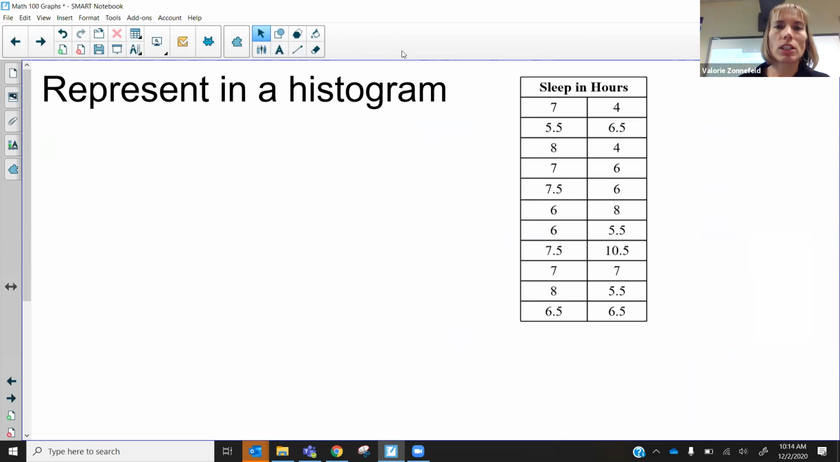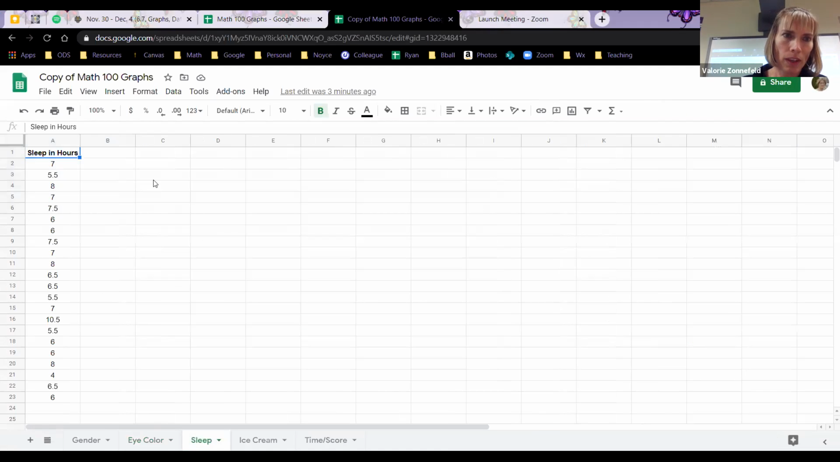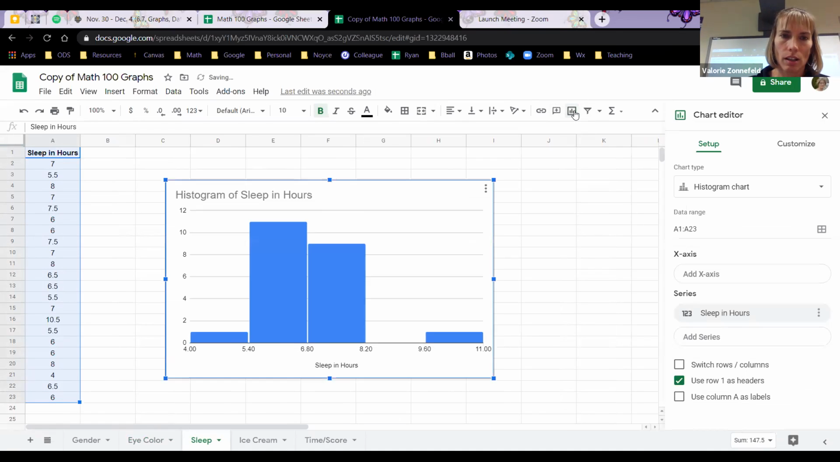So head into your Google Sheet. Okay, so we've got our sleep there. And now, just like the last time, we highlight all of our data. I'm going to keep my label in there as well. And I want to insert a chart. So I come over to this insert chart thing, and I have a histogram.